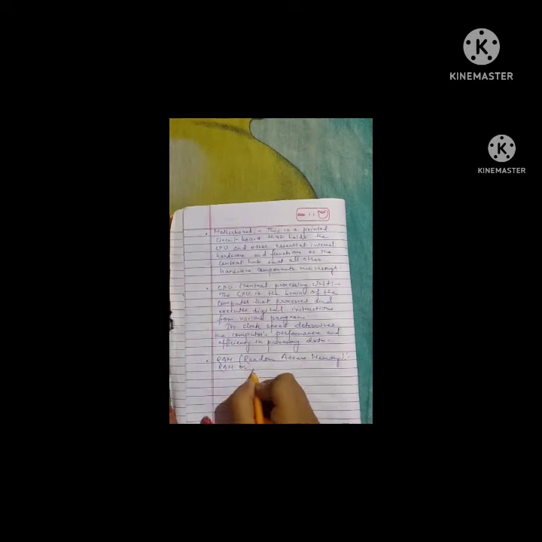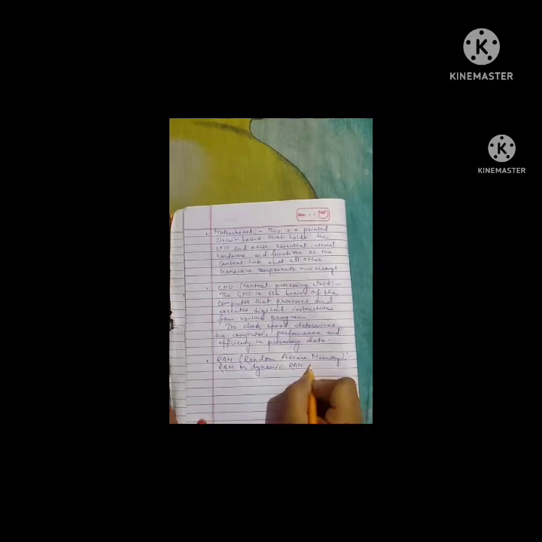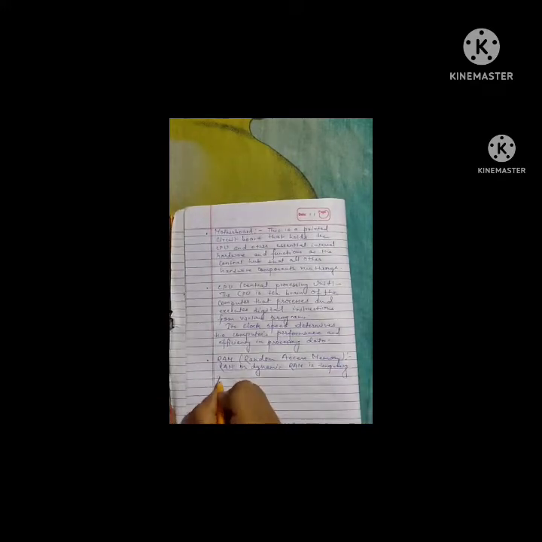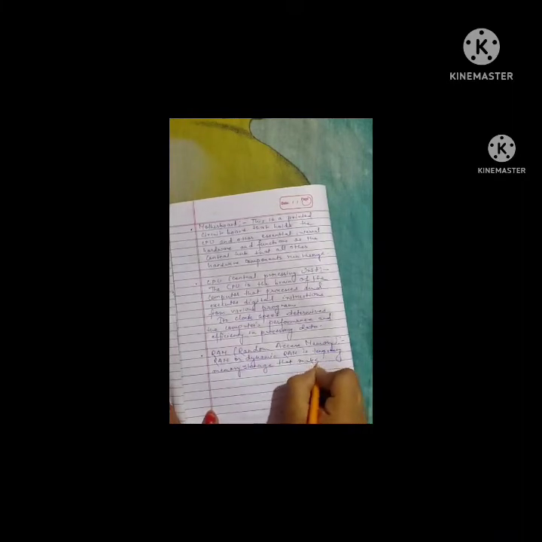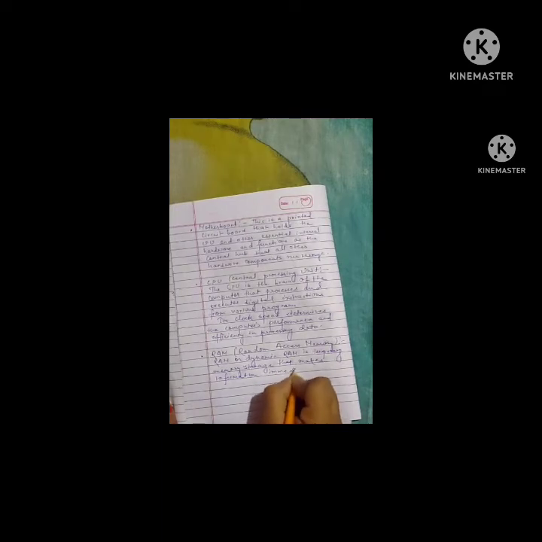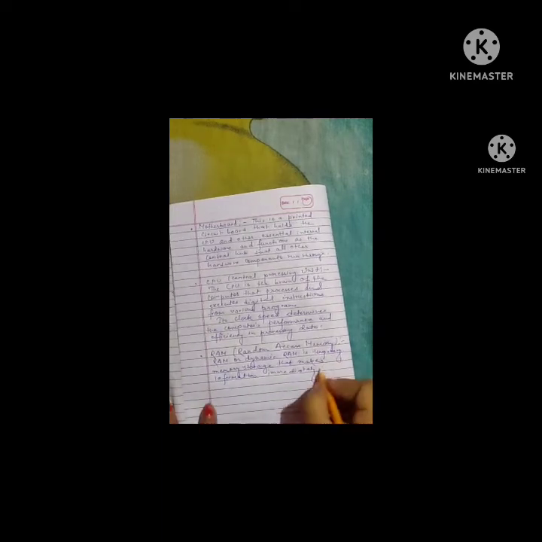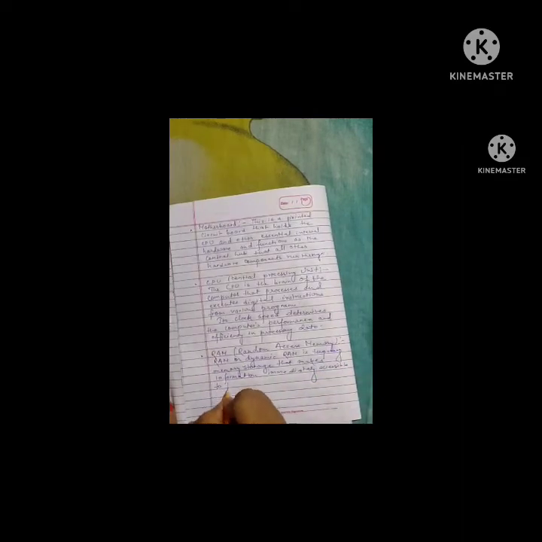RAM, or dynamic RAM, is temporary memory that makes information immediately accessible to programs.